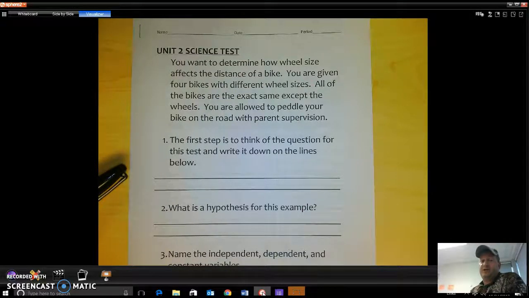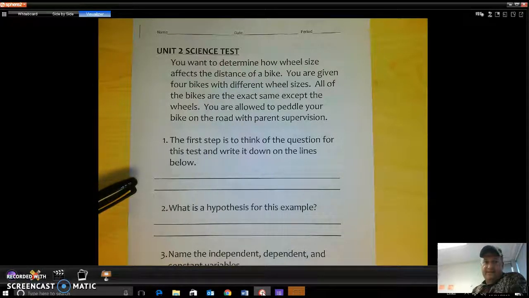We had examples with the go-kart project, and we had to come up with a question that was up there on the board. I want you to think about that with this situation and write your question here. I'll give you a second to do that. If you need more time, just push pause.